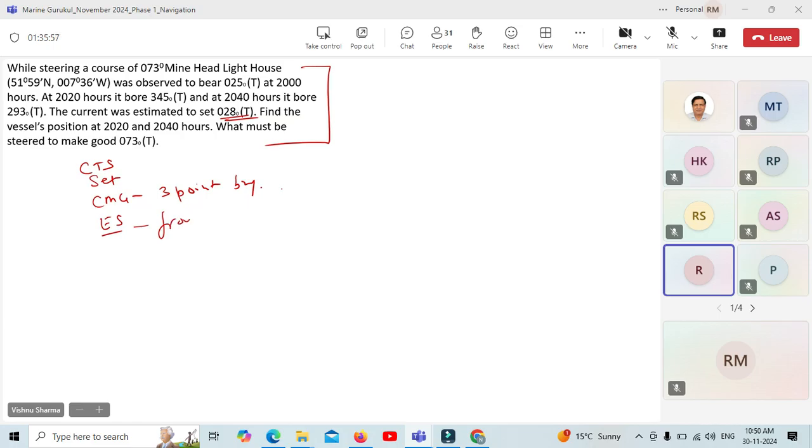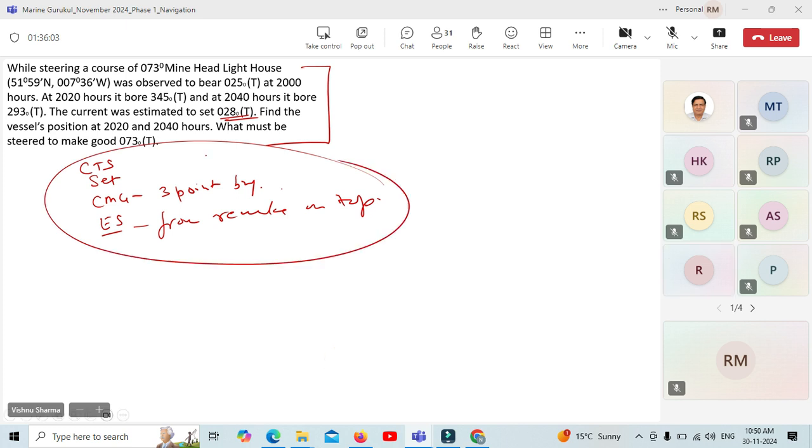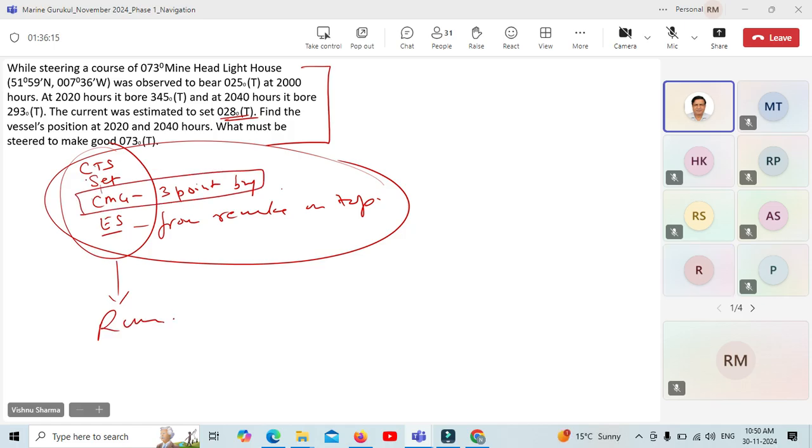Yes, sir. From engine speed, we will get DR. Once you have 4 elements, you can complete the triangle. Then it becomes a running fix question. You get the CMG by 3-point bearing. Now you have 4 elements, then it is a running fix. I don't think we need to discuss that further, right? Yes, sir. It will be a running fix thereafter.